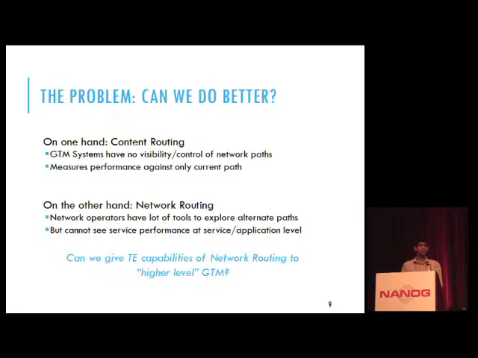So the problem is, can we do better? On one hand, you have content routing with GTM systems that have little visibility or control of these network paths and measures performance only against the paths given to it. On the other hand, you have network routing where you have a lot of tools to explore these paths and select between them, but typically you don't see the application level service at an abstract level. So the question we asked is, can we give these BGP traffic engineering capabilities of what we call network routing to this higher level GTM service?